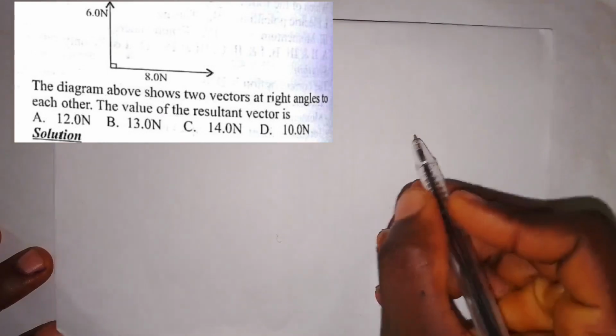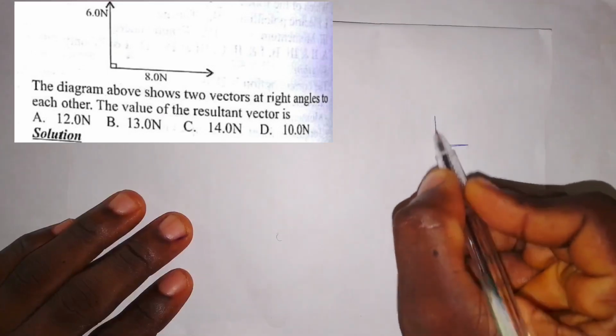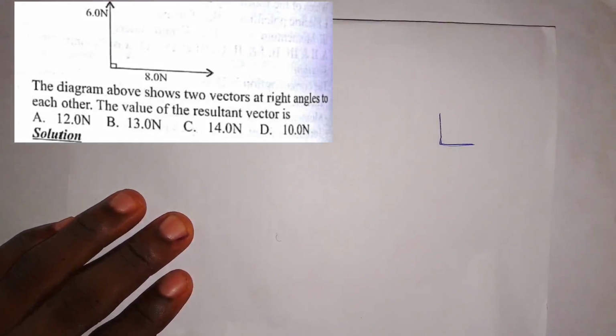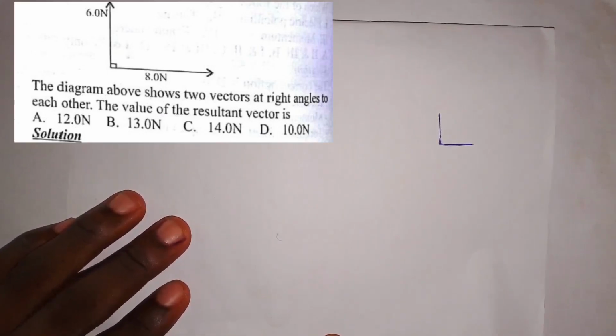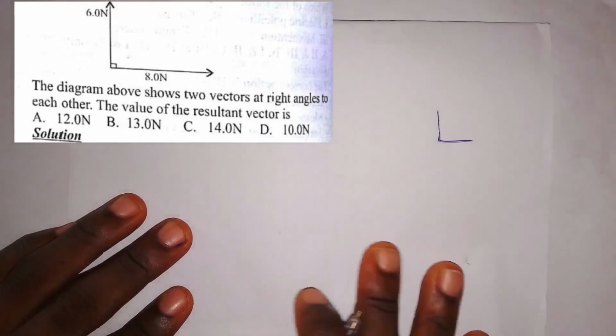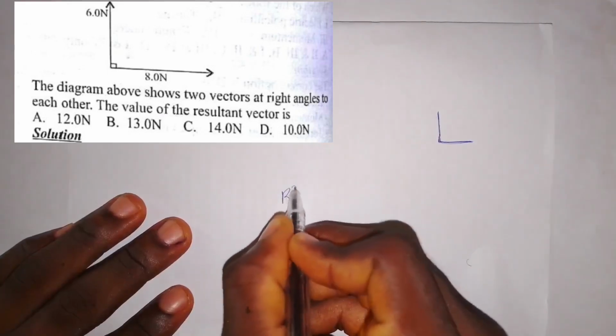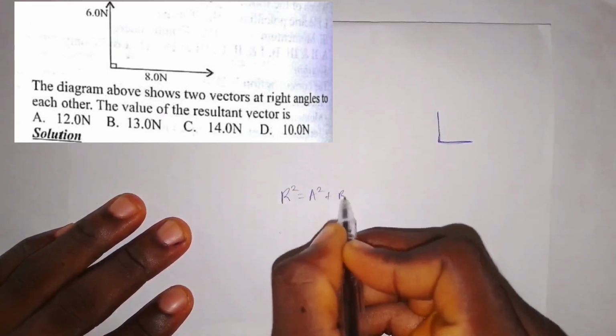Now, if you look at the diagram above, you know that the two vectors are perpendicular to each other. This will tell you that they are perpendicular vectors. Now, looking at the question, they say we should calculate the magnitude of the resultant vector. Remember, under perpendicular vectors, how can we calculate their resultant? We can calculate the resultant using Pythagoras theorem, which is r square equals a square plus b square.